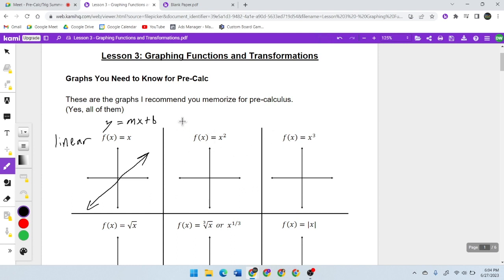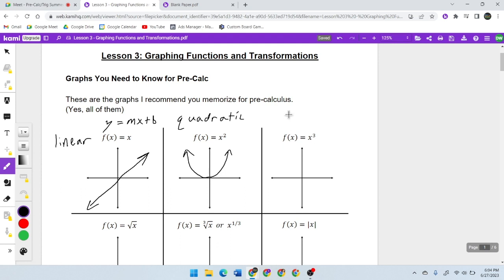The next function we're going to look at is the quadratic. Quadratic simply means it has an x squared in it, and that just looks like either a happy face or a frowny face if it opens downwards. So that's it for x squared. Again, you're very familiar with that.